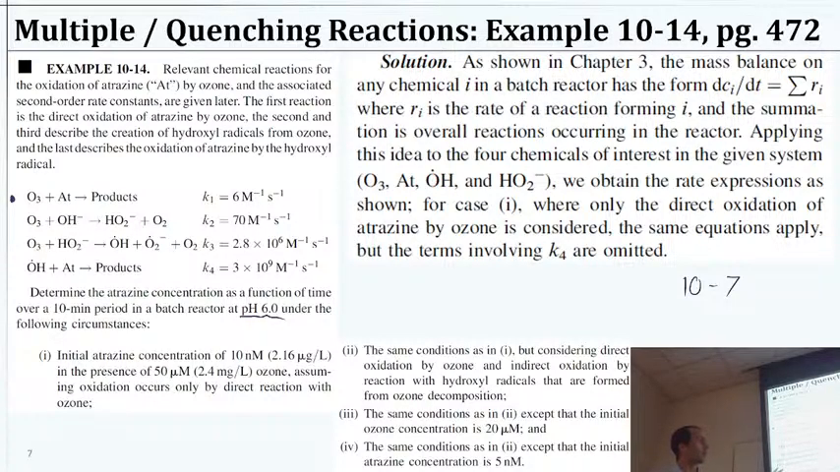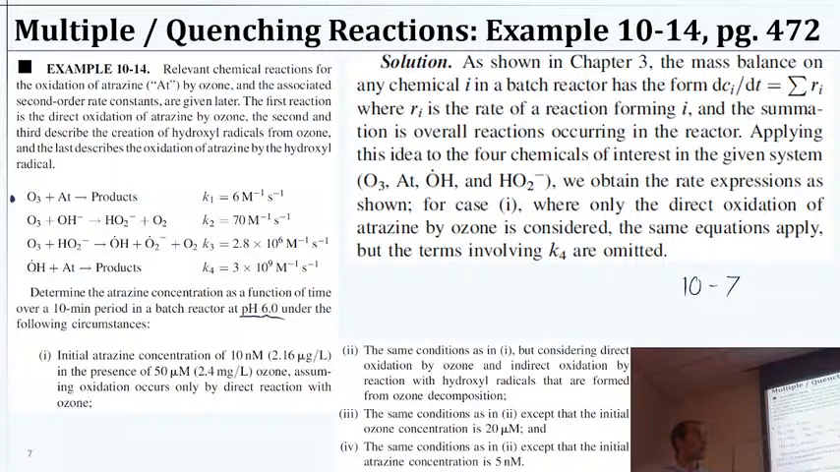Okay, I'm just going to briefly mention the 2, 3, and 4 here. We're going to do the same conditions, but with the hydroxyl radicals added for 2. And for number 3, we're going to change the initial ozone concentration. And number 4, instead of that, we're going to change the initial atrazine concentration, just to kind of see how all those pieces fall into place.